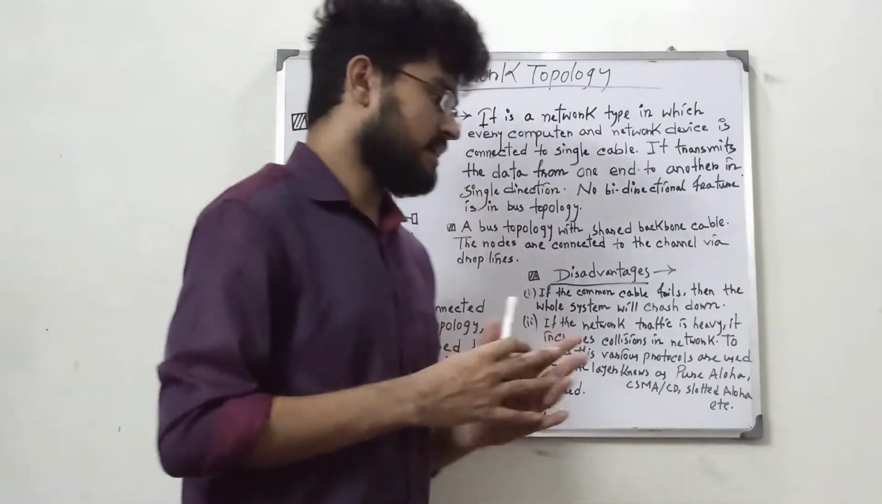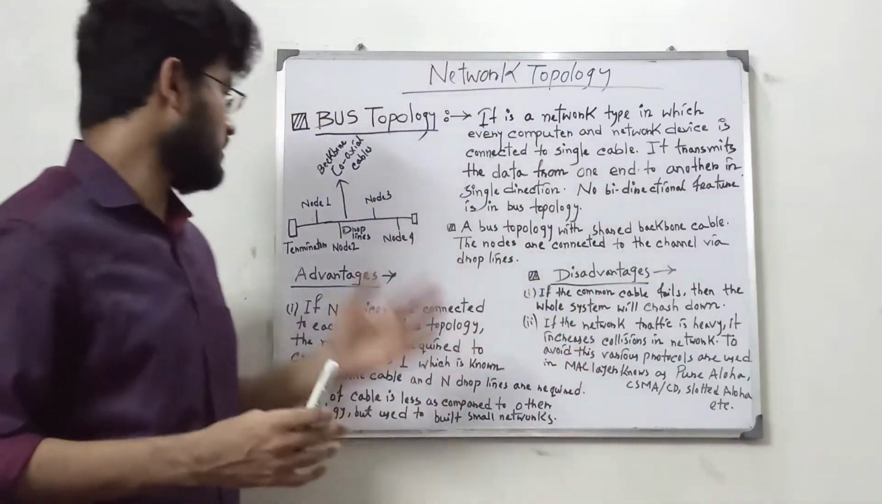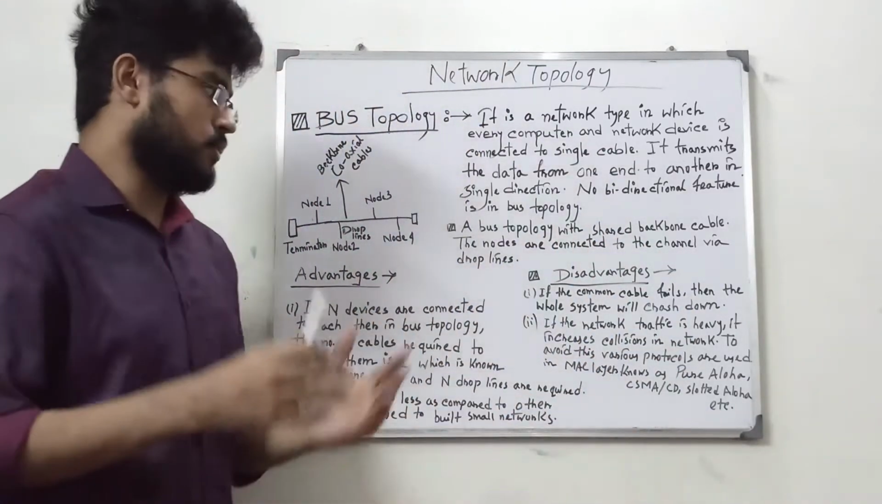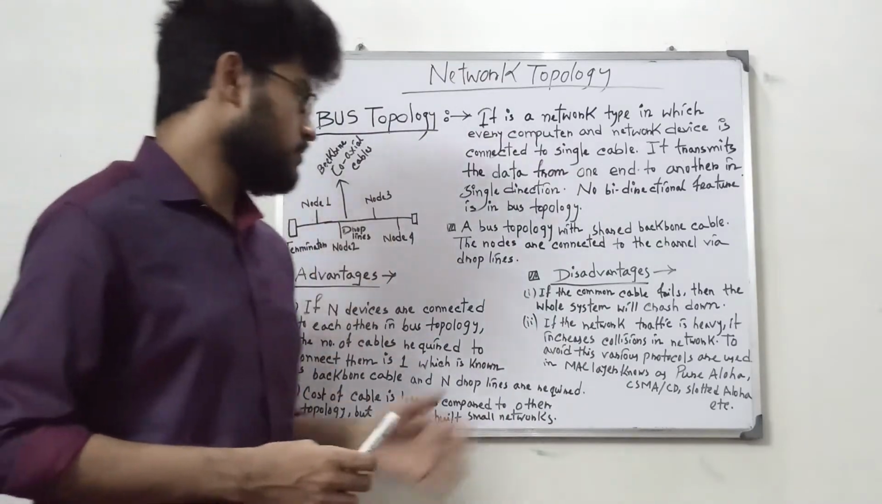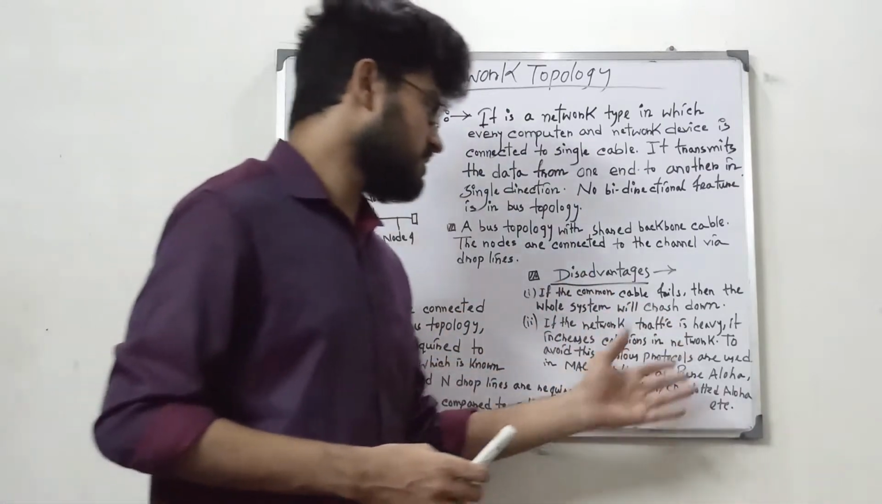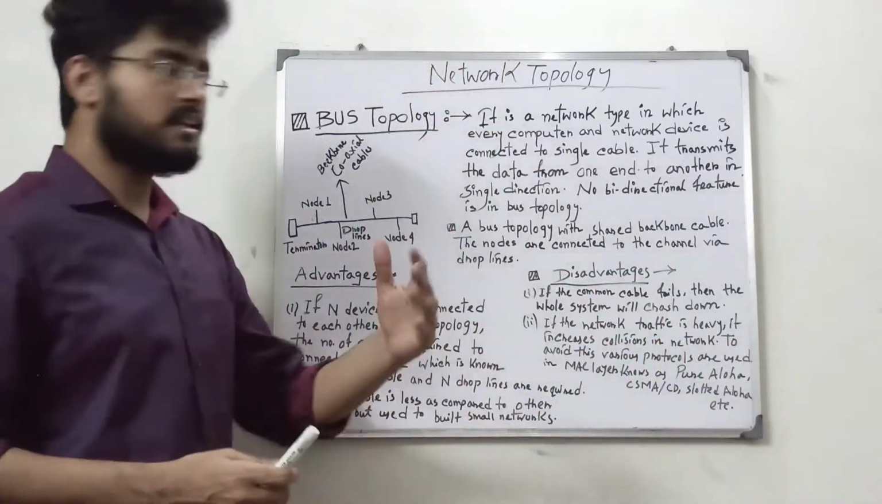So basically heavy information gathers on this cable. If the network traffic is heavy, then it increases collisions in the network. So to avoid these, various protocols are used. We will see about these collision protocols in later videos.